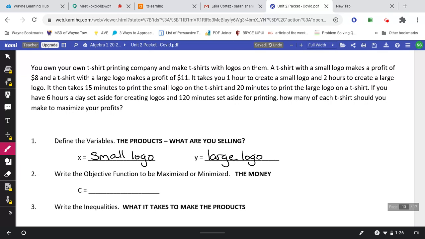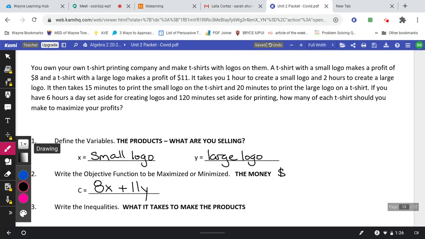Then for part 2, write the objective function to be maximized or minimized. This has to do with the money. So there's going to be 2 numbers in this problem that have to do with money. The first one starts right here. A t-shirt with a small logo makes a profit of $8. And then a large logo, profit of $11. So I'll write that as 8x plus 11y. And I already have the c equals in front, so I don't need to finish off the equation with an equal sign.